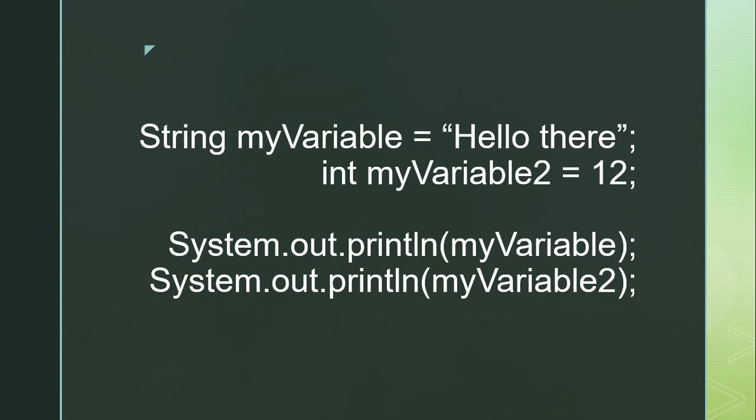If you want to use multiple variables in your code, you'll have to use different names for them. For example, over here, as you can see, the first variable is called myVariable, and the int variable is called myVariable2. Later on, if we want to use them, we also refer to the appropriate names. Like you see over here, we first want to print myVariable, which contains the hello there value, and the second one we want to print myVariable2, which contains 12.